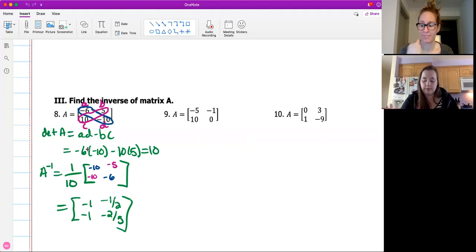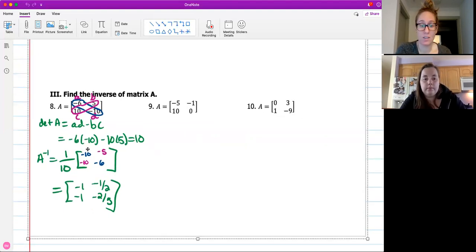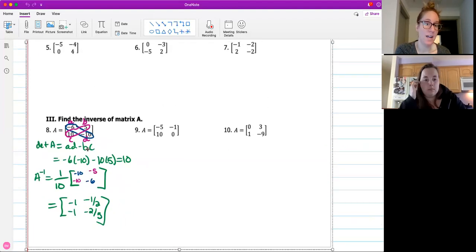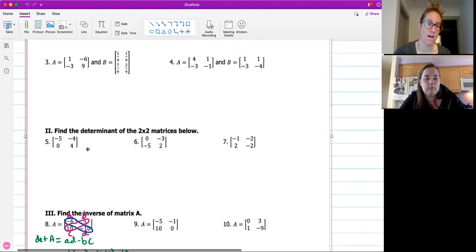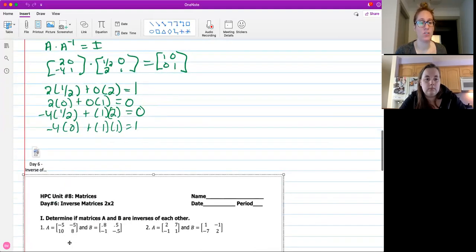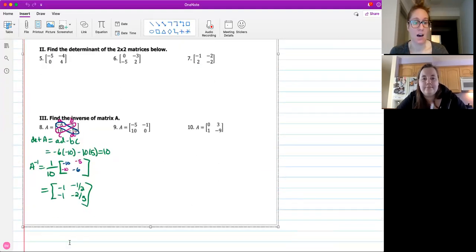Okay, hopefully that one made more sense. So just remember on the pink diagonal, you're just swapping signs. And then on the blue diagonal, you're switching places. So yeah, hopefully that makes sense. Cool. All right, guys, that is it for identity matrices and 2x2 inverses.